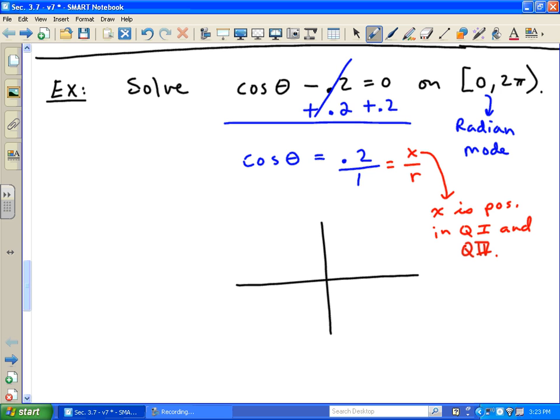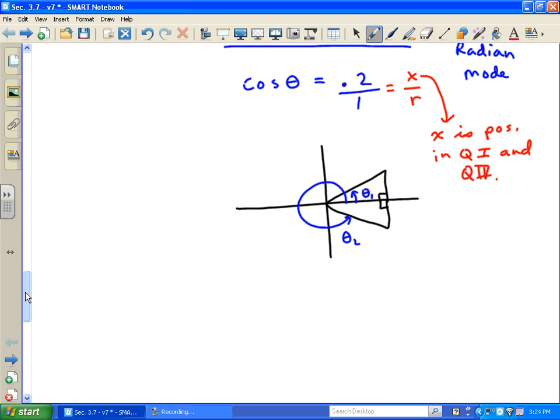And so what I want you to do from there is draw a picture and say, okay, I know I have a triangle in the first quadrant, and I know I have a triangle in the fourth quadrant. And so I'm looking for theta 1 in here, and I'm looking for theta 2 rotated around to this side. Okay, now this is the point where you go to your calculator to determine your answers.